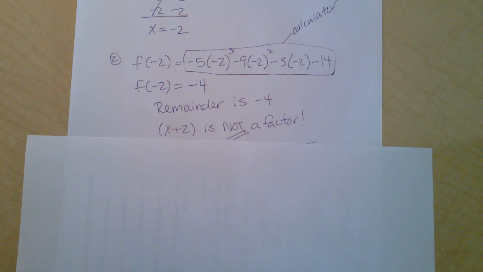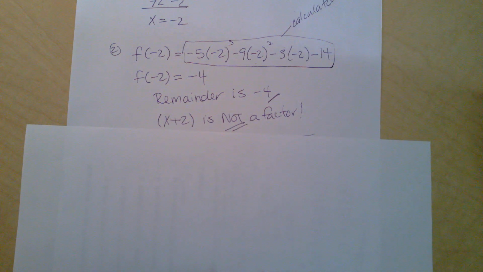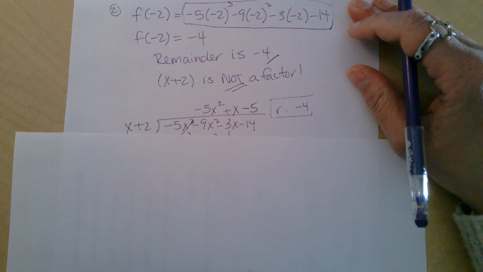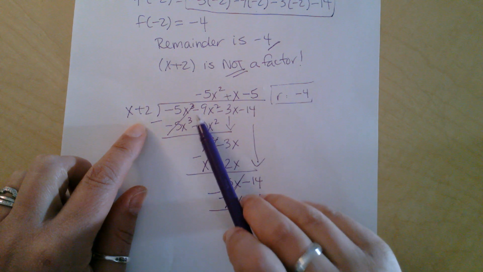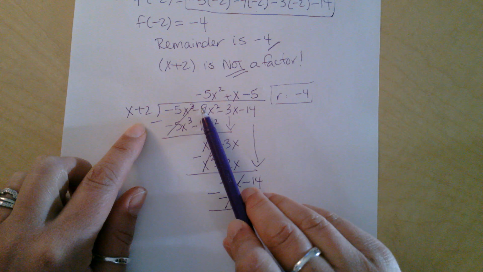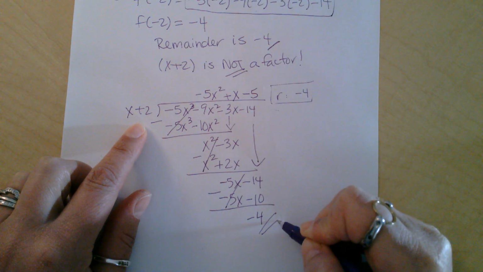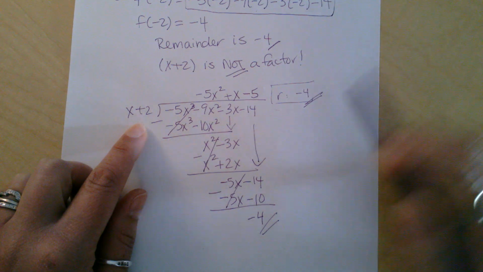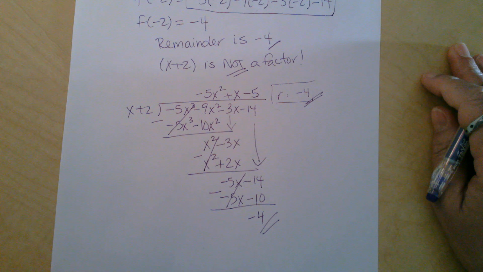It will not be able to be divided and get a remainder of 0 because we're going to have some left over. So let's look at what happens if we actually did the long division. So here's a long division all done out for you. When we divide by our polynomial here, we see we get another polynomial, but what happens is we get a remainder of negative 4, which means that it's not a factor because we have some left over. We have negative 4 left over.